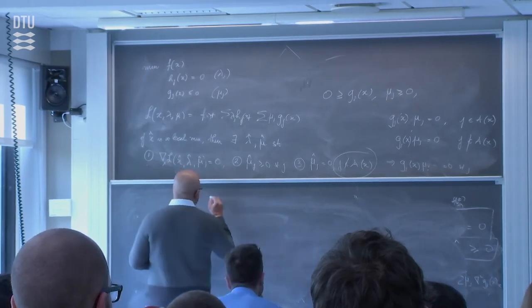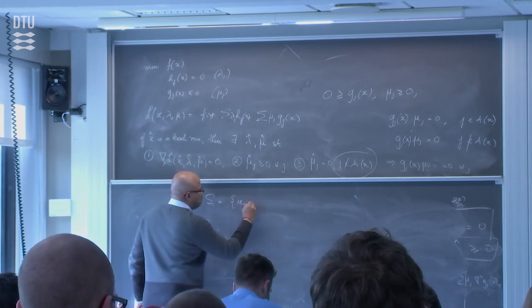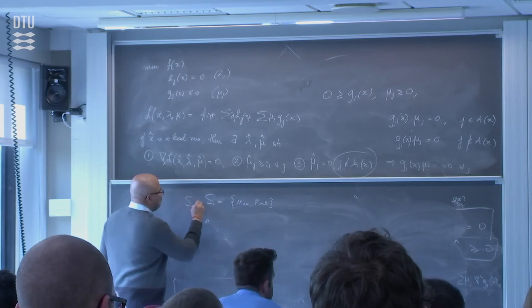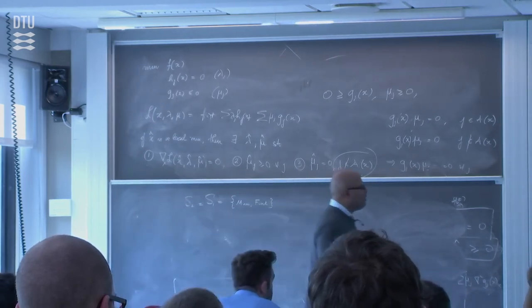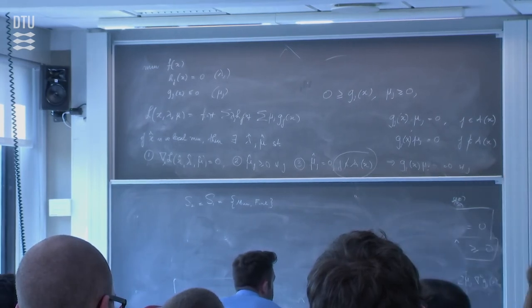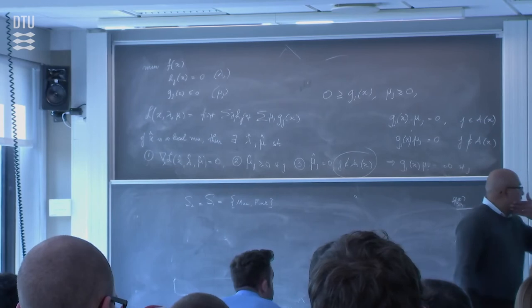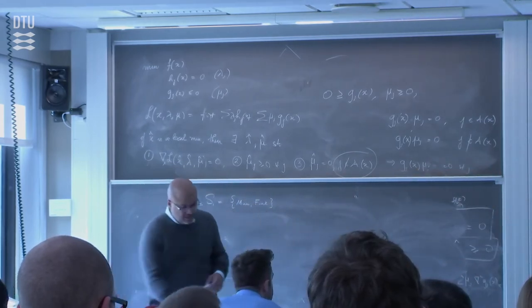So S_1 is mum, fink, and S_2 is the same, both are the same. And the payoff of player i is given by u_i(s_1, s_2). So the payoff is only determined once you know what both players have played.